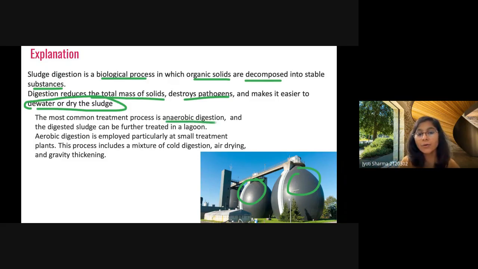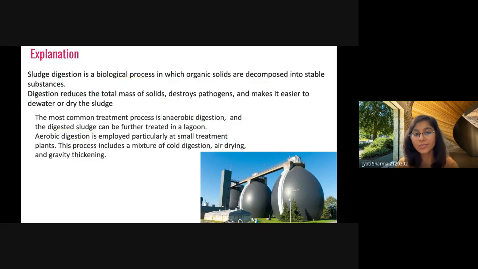Most common is anaerobic digestion, in the absence of oxygen, and that digested sludge we can also treat in lagoons. Along with anaerobic digestion, we can also have aerobic digestion, which we can employ in small treatment plants. And because it is aerobic, we have to supply oxygen to it, and we have different methods that we follow. So this is sludge digestion.